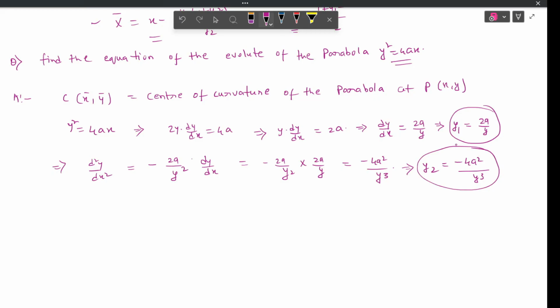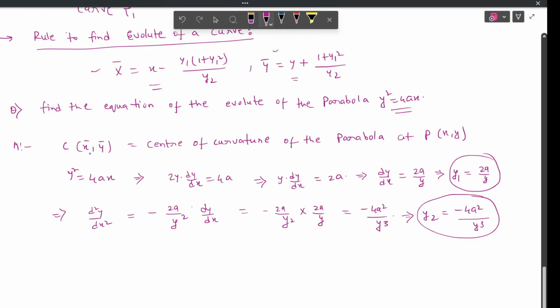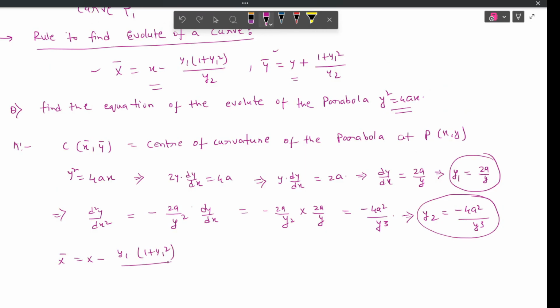Now let's put in this formula. So our x bar is x minus y1 into (1 plus y1 square) by y2. So this would be x minus y1, which is 2a by y, into (1 plus y1 square, that is 4a square by y square), by y2. y2 is minus 4a square by y cube.